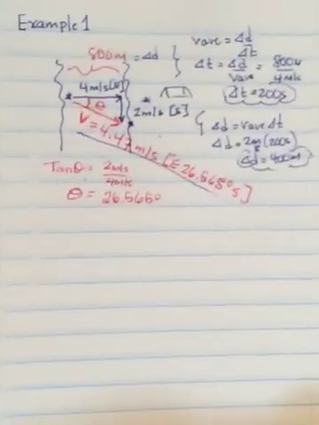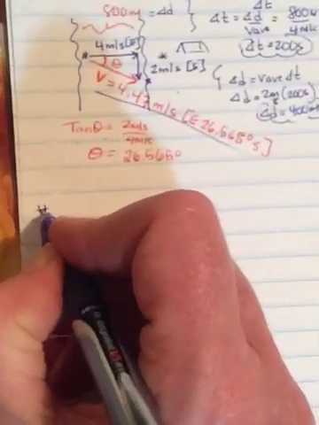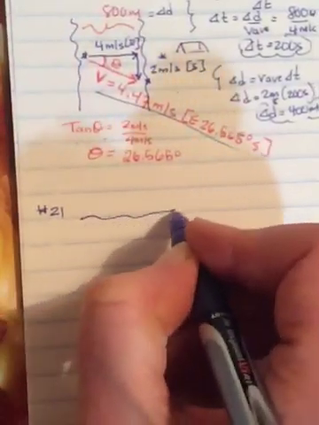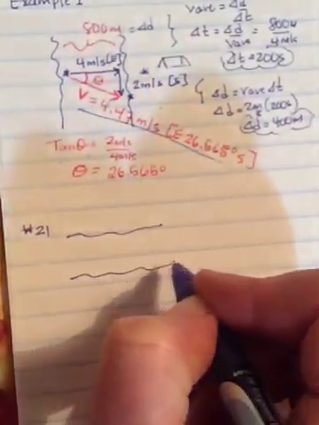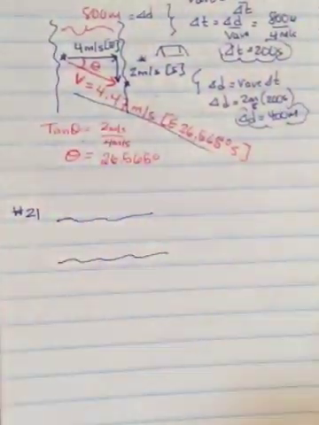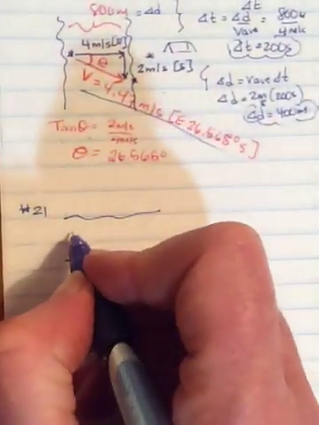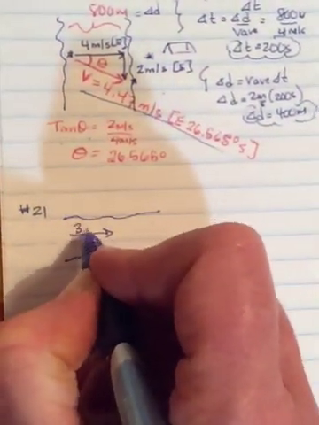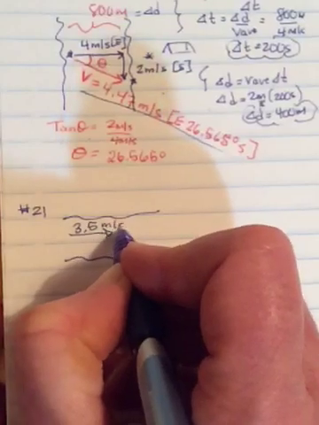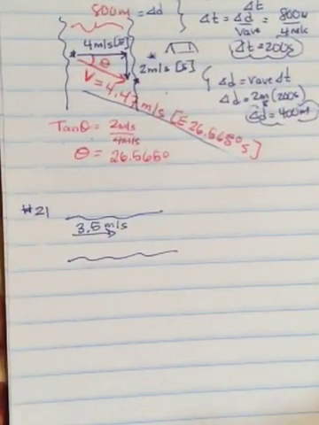So now on page 110, I think you had 4 or 5 questions. The first one, number 21, is you in the river, and you are traveling 3.5 meters per second upstream. So you're going into the current.